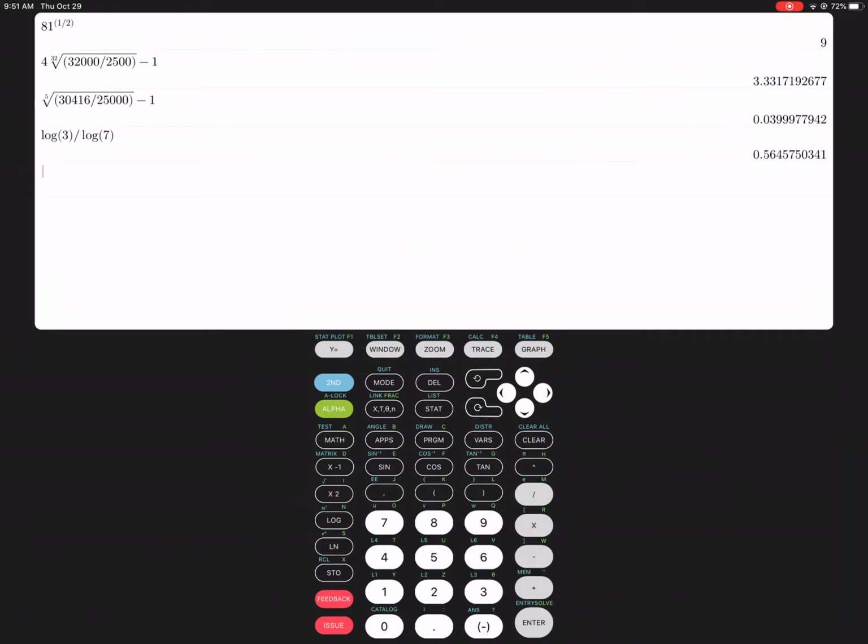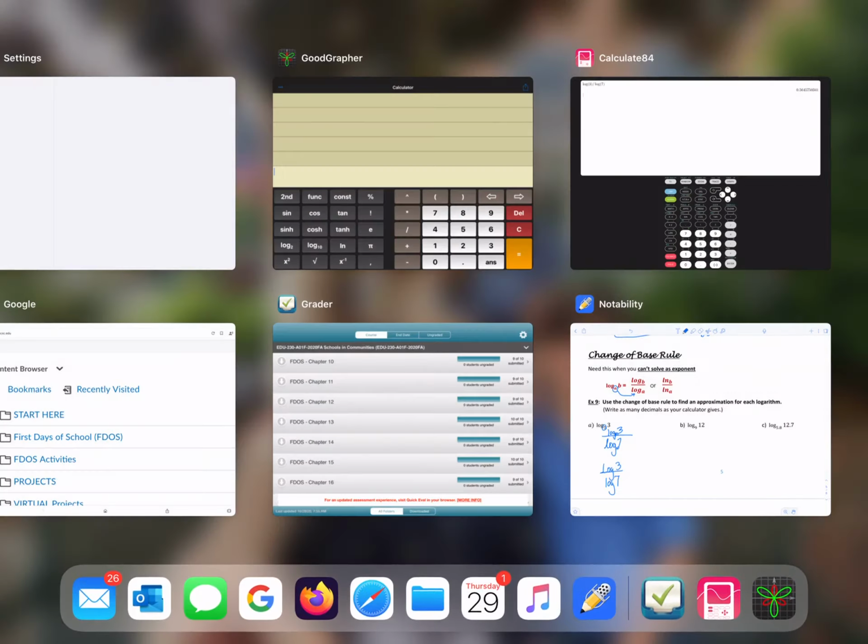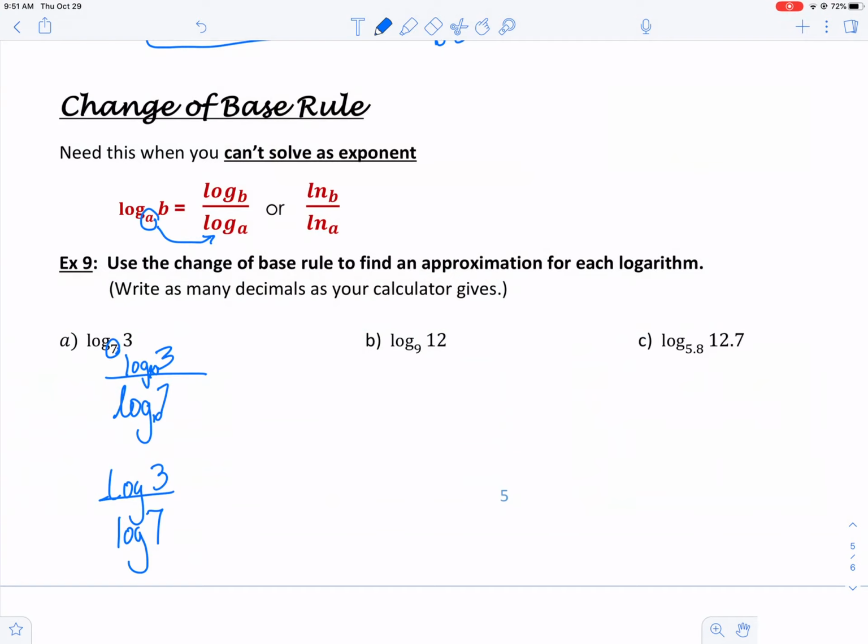I already put that in, but I'm going to show you how to do it. Log of 3, and then hop over, divided by the log of 7, and enter. So 0.5646. This says write as many decimals as your calculator gives.